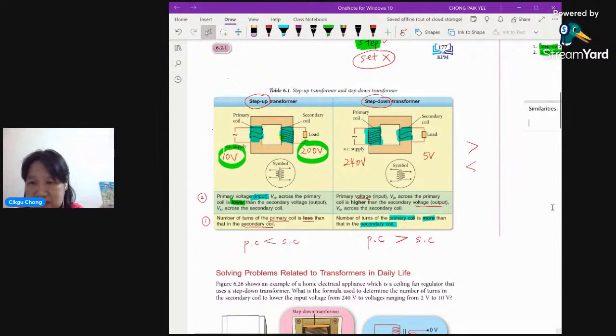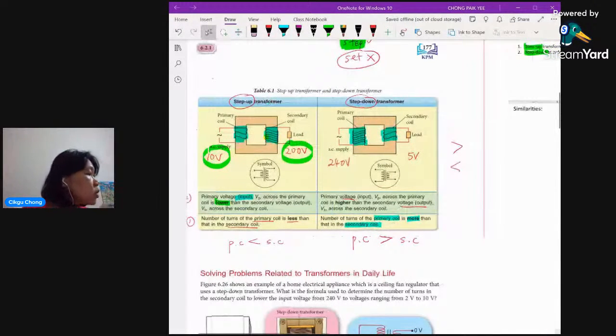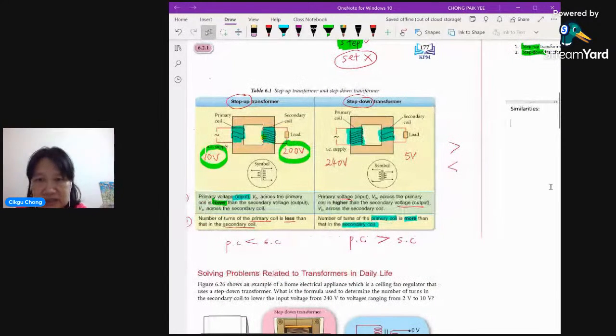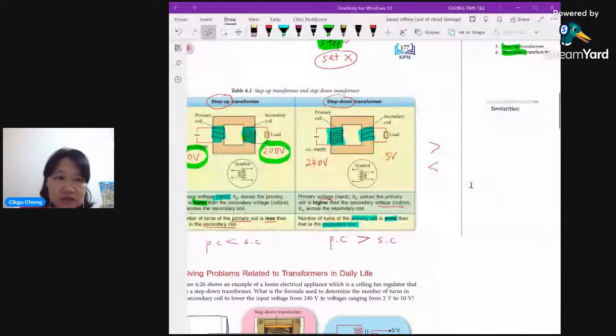Okay, so any answers for similarity? Let me just check. You can look at the diagram in the textbook. It is on page 178. We're going to talk about similarity. What are you going to talk about? Any answer? It's easy. You just look at it. It's staring at you in the face. You can see very clearly what they both have.